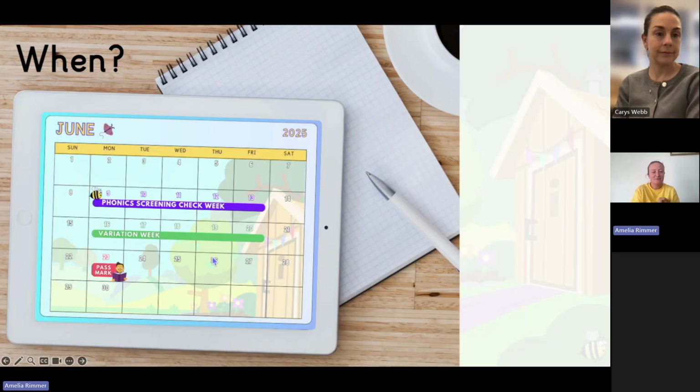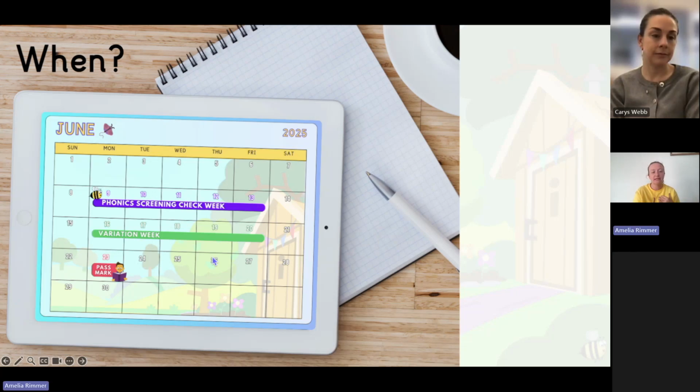So when is it? It is in June every single year. It's usually about the second week of June, and this year it is in the week beginning the 9th of June. So that's the phonics screening check week. Your child might sit that phonics screening check any point in that week according to how the school have arranged it. It's never on a particular day or anything like that. It could be any time in that week.